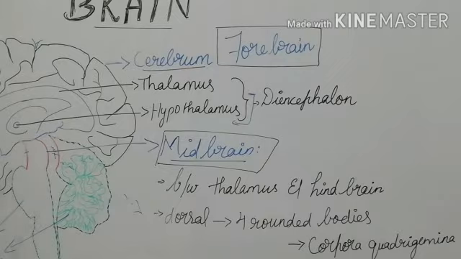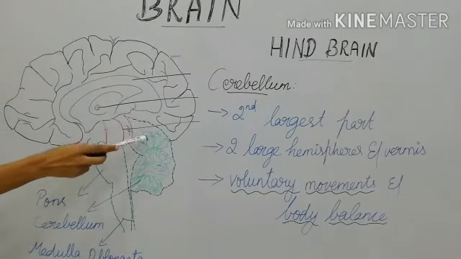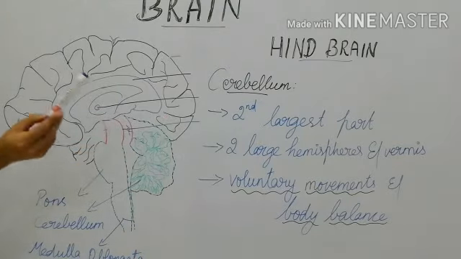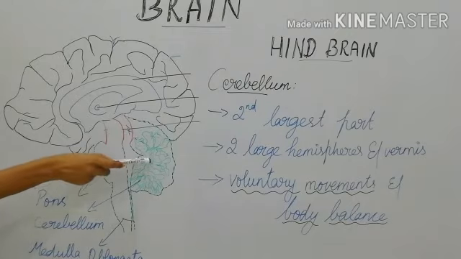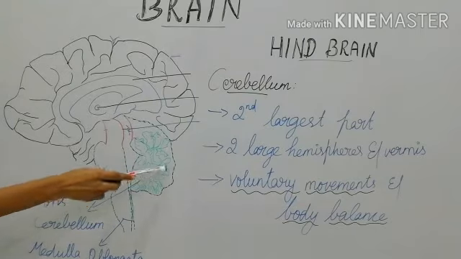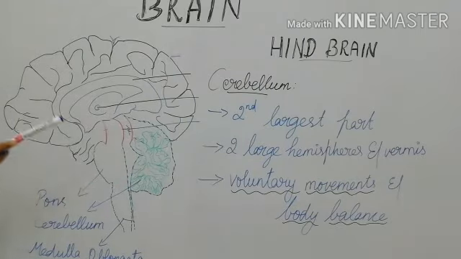Next we can see the hindbrain, and it is formed of three parts. They are the cerebellum, pons, and the medulla oblongata. This is the cerebellum, and this is the second largest part of the brain, and it consists of two large hemispheres. And in between the two hemispheres at the center there is the vermis. And the function of the cerebellum is voluntary movements and body balance. Voluntary movements are like taking a box or kicking a ball. These are examples of voluntary movements.